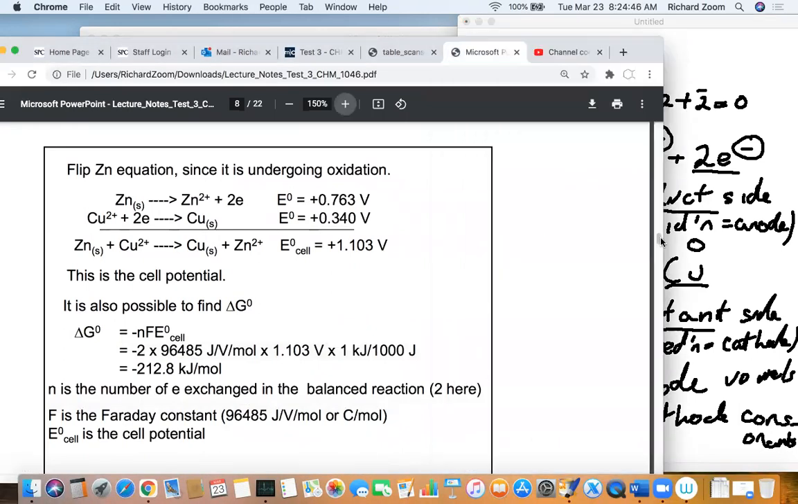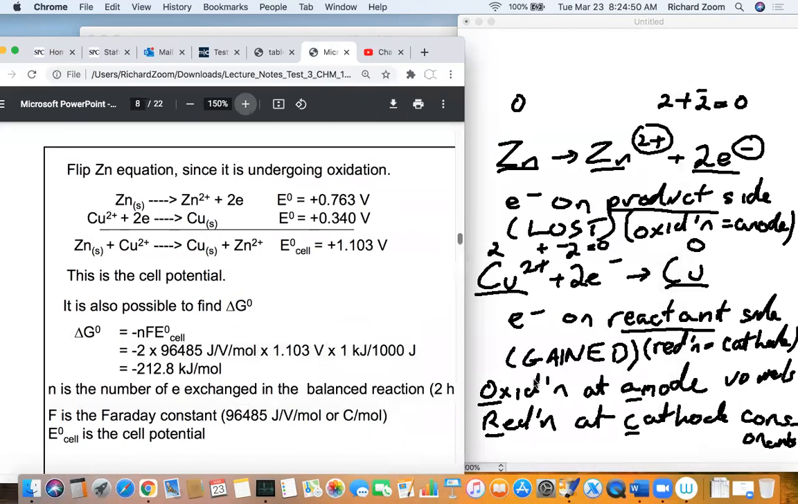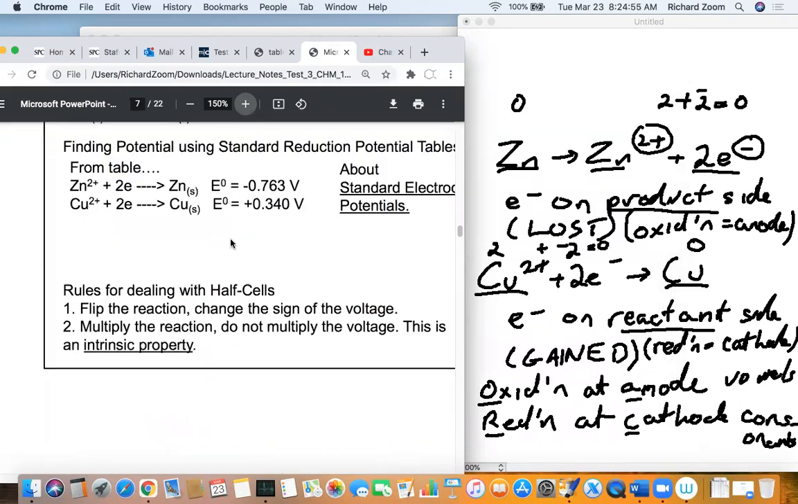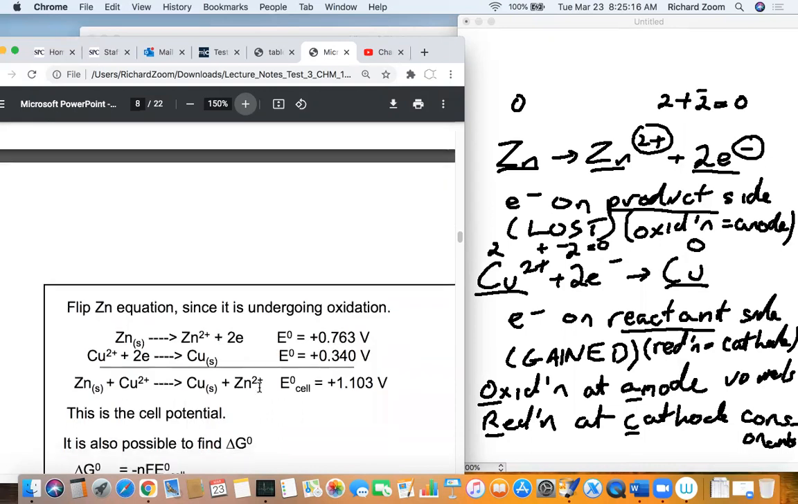So when we're looking at how to deal with this, we have to flip the zinc equation since it's undergoing oxidation. And how do we know that? Because by convention, whenever we're dealing with these cell diagrams, the first one listed is always going to be an oxidation, which means that once we find the reaction on the reduction potential table, we automatically flip it. And when we flip it, we flip the sign. And that's what I've done here.